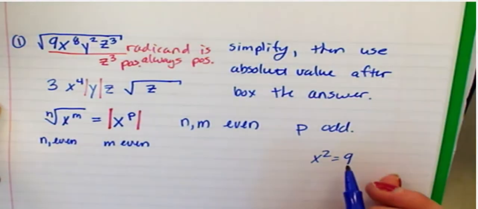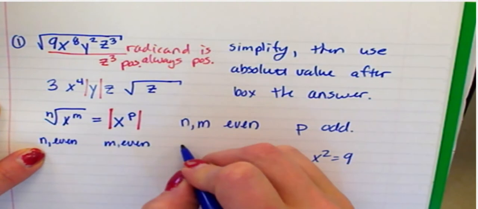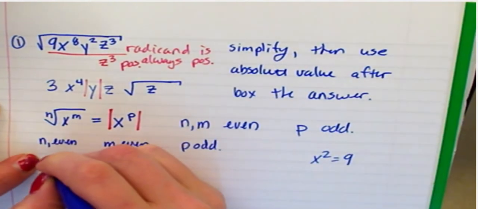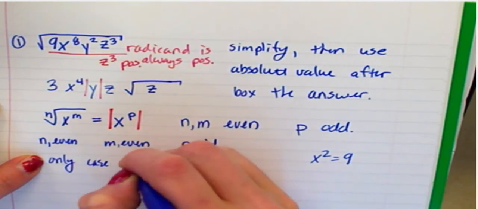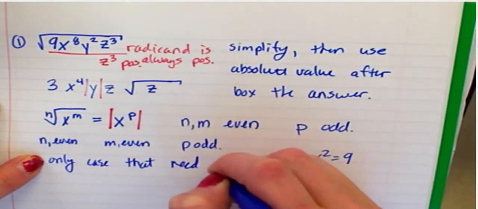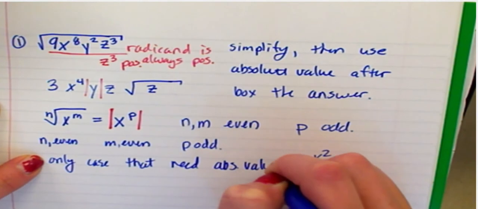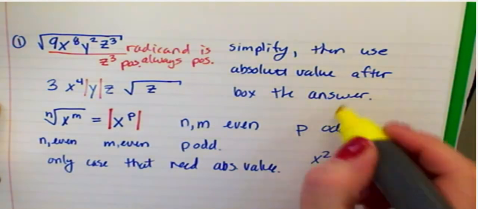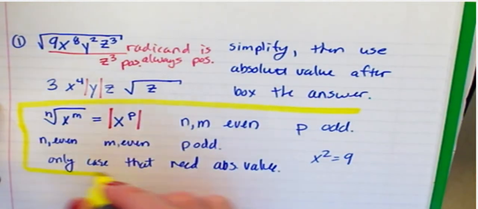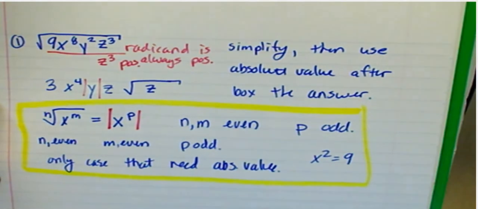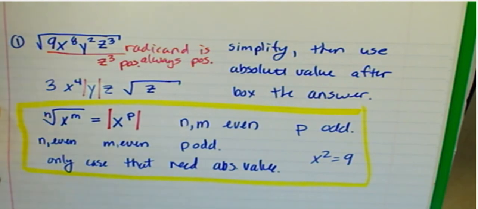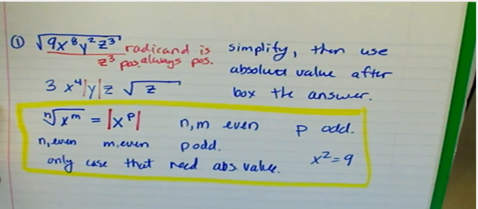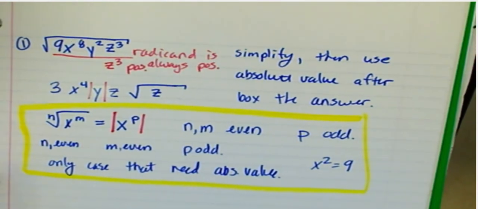Yes, that's the difference. Okay, n even, m even, p odd. That is the only case for P that needs absolute value. That's it. That is the only case that needs your absolute value. The property is written in your notes. It just doesn't quite explain when the powers happen to be different even numbers. Okay, so you want to try one more of absolute value? Yeah? Okay, let's do one more.